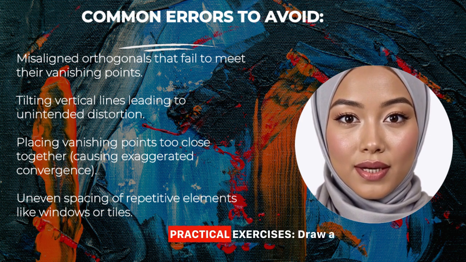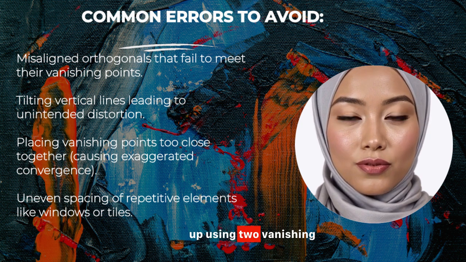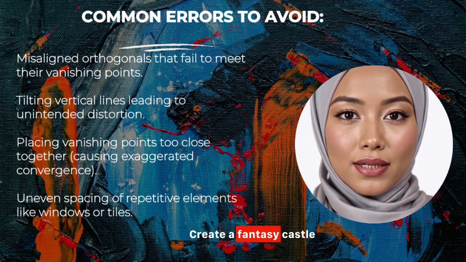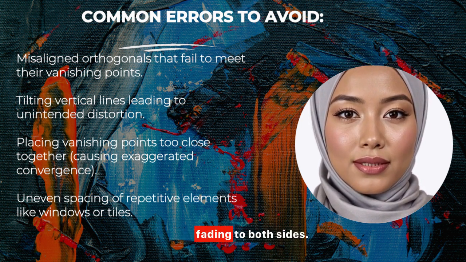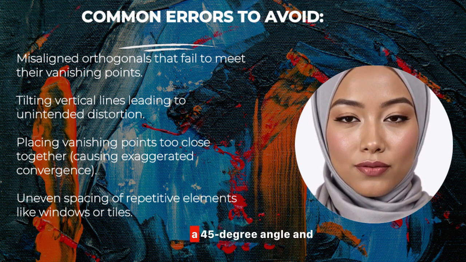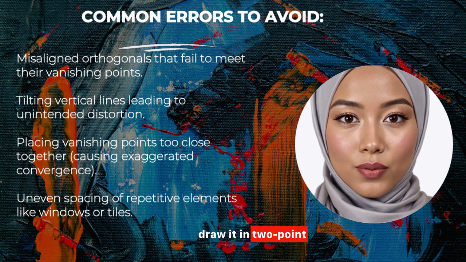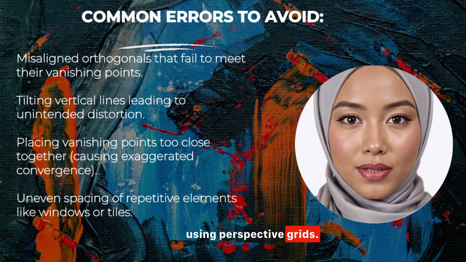foreground, midground, and background planes. Practical exercises. Draw a skyscraper from the ground up using two vanishing points. Create a fantasy castle viewed from a corner. Recreate a street with lampposts and storefronts fading to both sides. Observe a book at a 45-degree angle and draw it in two-point perspective. Sketch a room corner with furniture and doors using perspective grids.